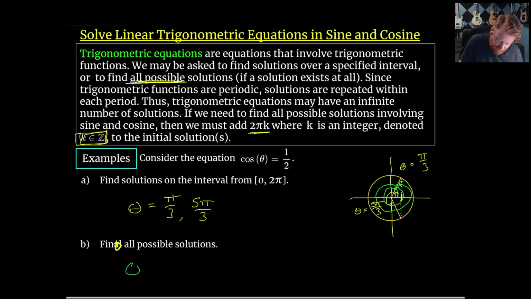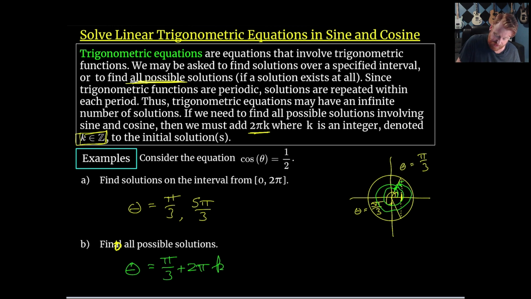If I want to get all of them, we will say theta is going to be equal to pi over 3 plus 2 pi, which gives me one revolution, but times any integer k. So it could be 2 revolutions, it could be 5 revolutions, or it could be negative 5 revolutions. We could go the other way, but this is accounting for plus and minus.